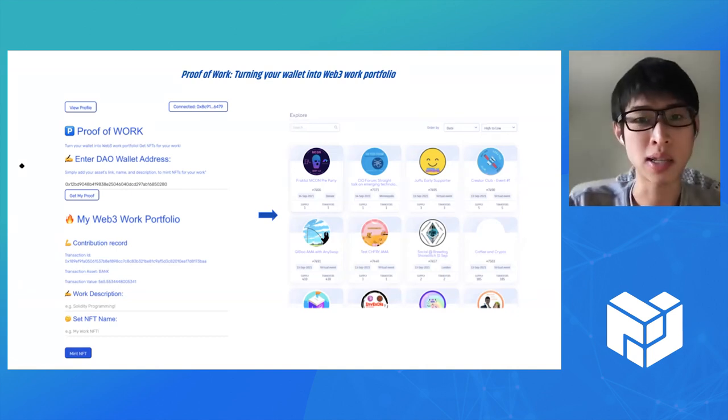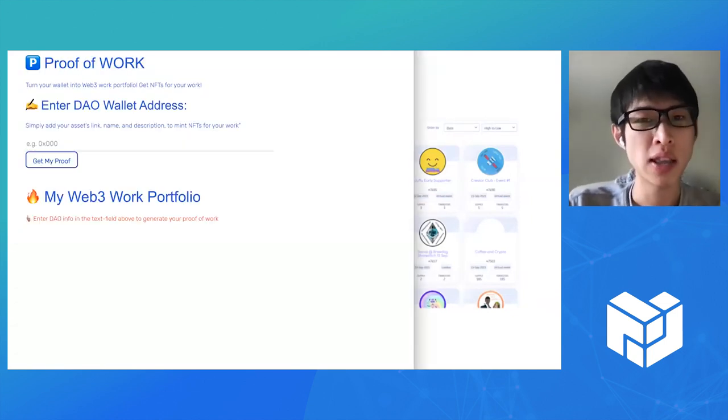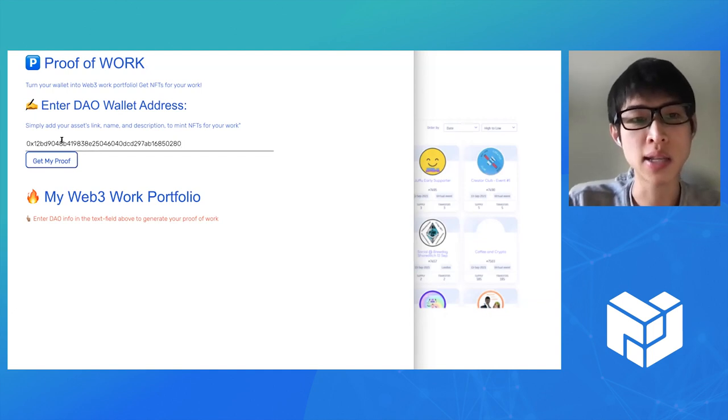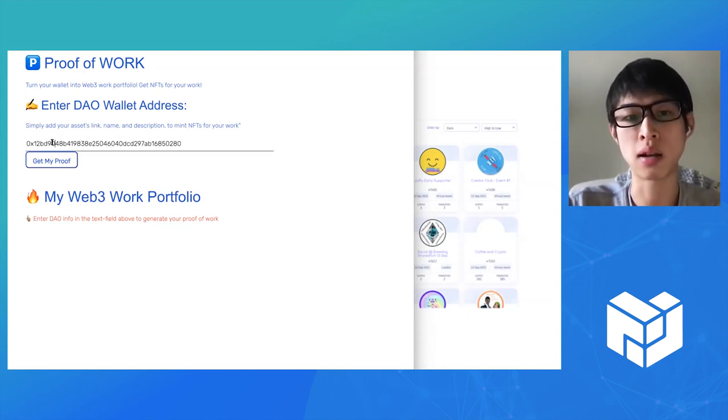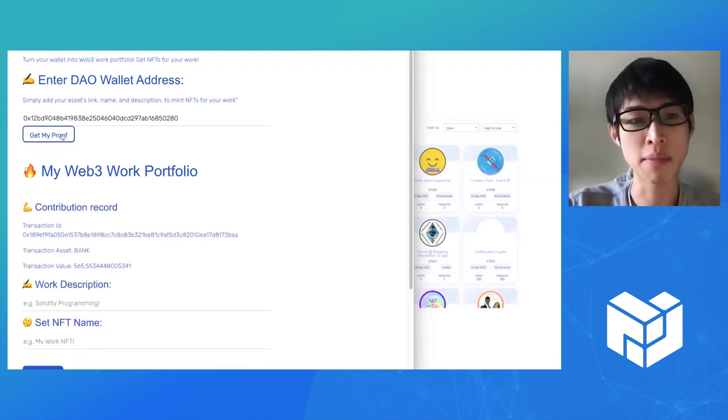So I did a quick demo on this, and I connected my wallet. And then the idea is that now it's kind of a manual step. So this ID is a test ID. Basically, it's from Bankless DAO. They have a guild. So this is their guild that does payouts for engineering tasks. So now I can connect to this and get my proof.